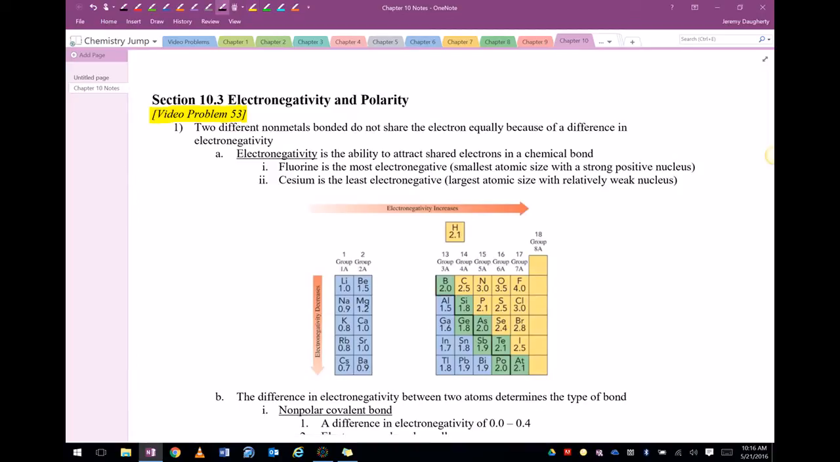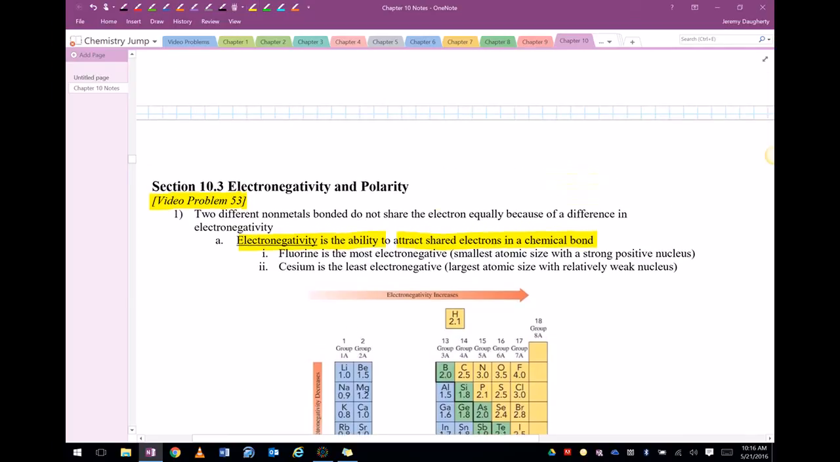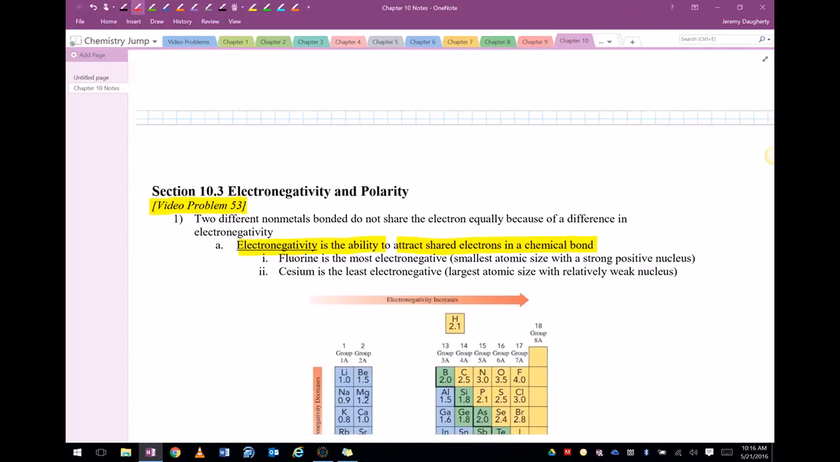Two different nonmetals, when they're bonded, do not share the electron equally, and that's because of a difference in electronegativity. Electronegativity is the ability to attract shared electrons in a chemical bond. So let's look at a couple of atoms. Here's a small atom, so there's the nucleus, and let's say that small atom is going to bond with this larger atom.